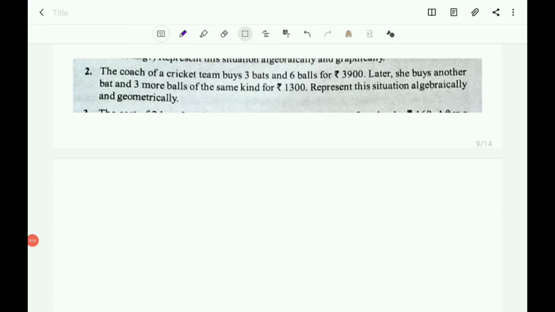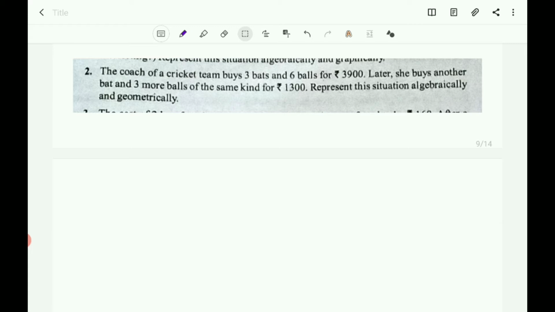Now the second question: the coach of a cricket team buys 3 bats and 6 balls for 3900 rupees. Later she buys another bat and 3 more balls of the same kind for 1300 rupees. Represent this situation algebraically and geometrically. Here let us consider the cost of a bat equals x and the cost of a ball equals y.